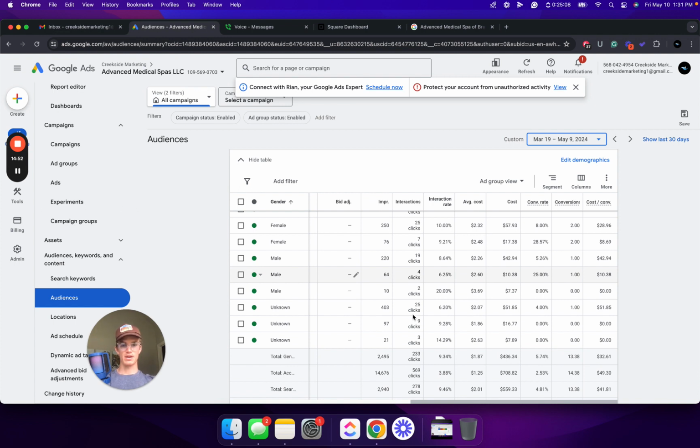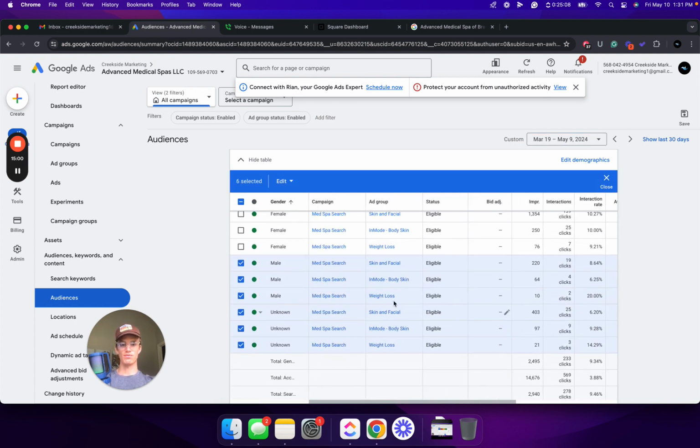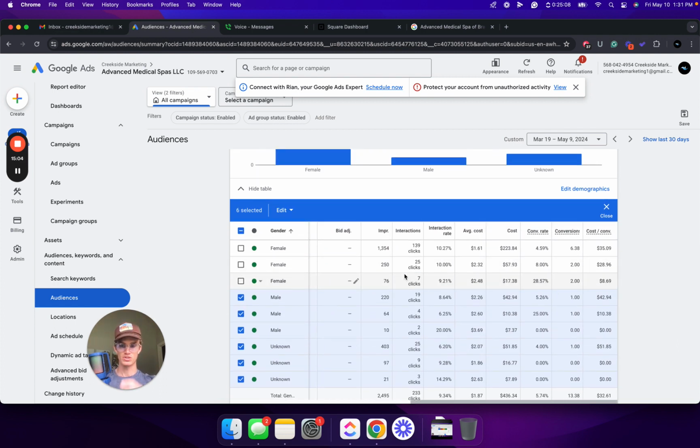Not a lot is happening outside of that. So in this case, we're just going to go ahead and pause all of these, and we're just going to focus on going after females because our budget's so low. So we want to try to make the ads as specific as possible, so that way Google doesn't have to try to optimize for dudes, girls, and unknown.